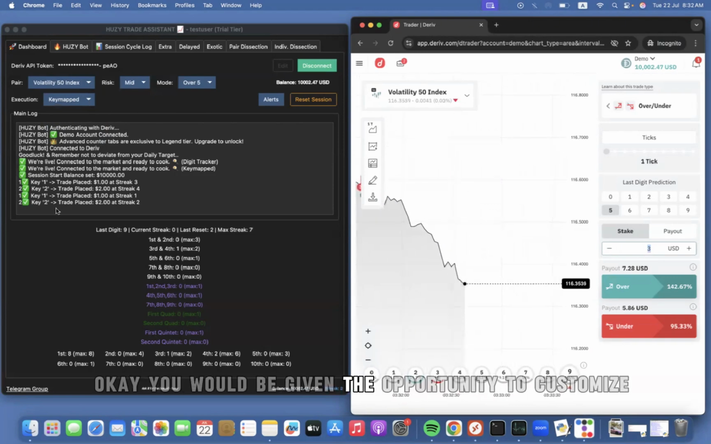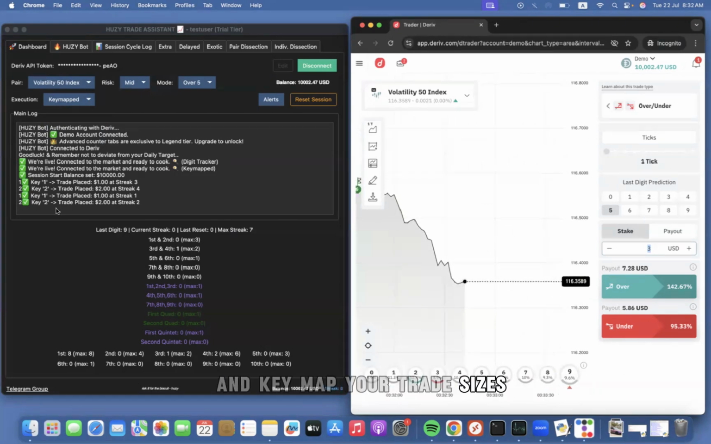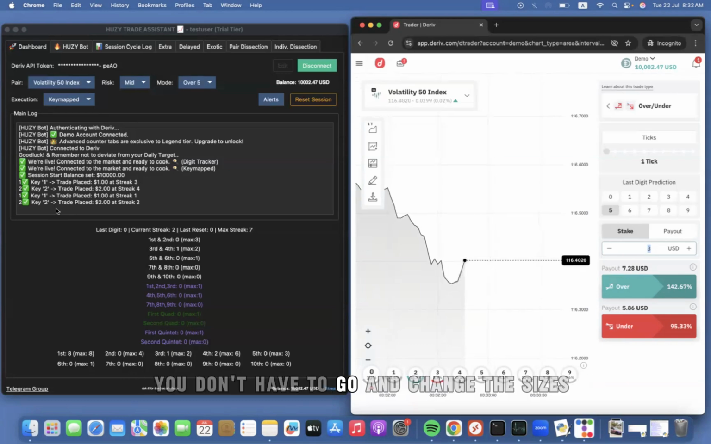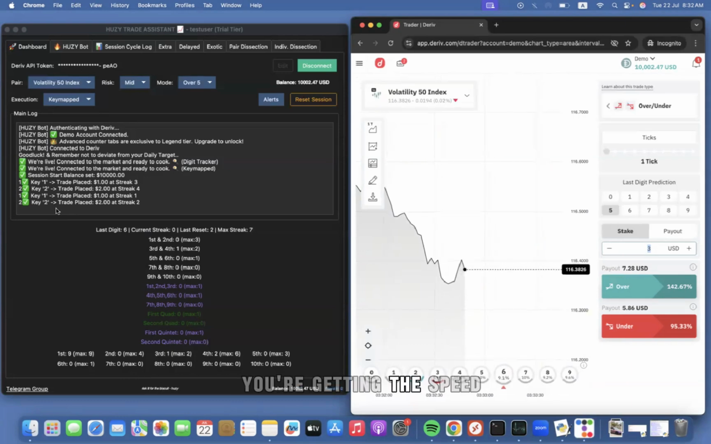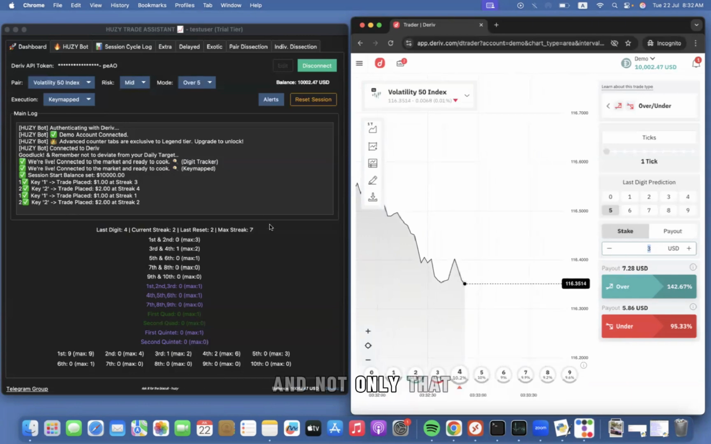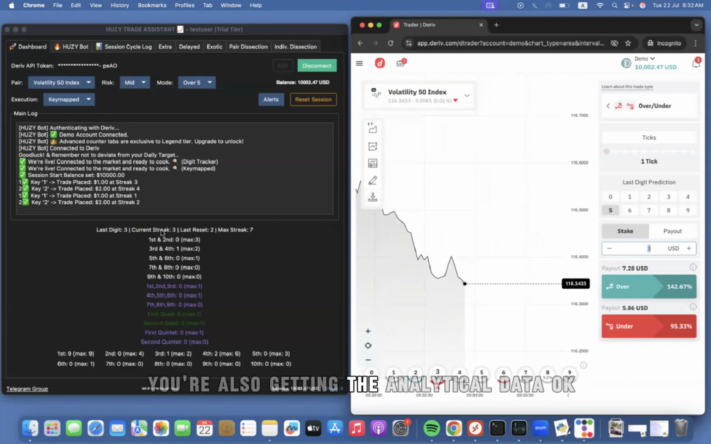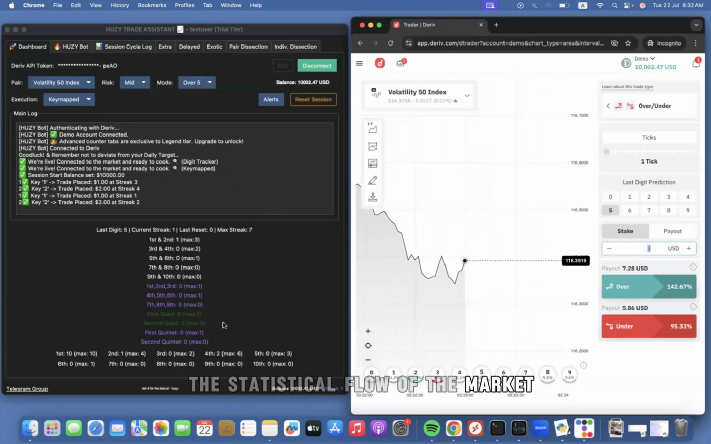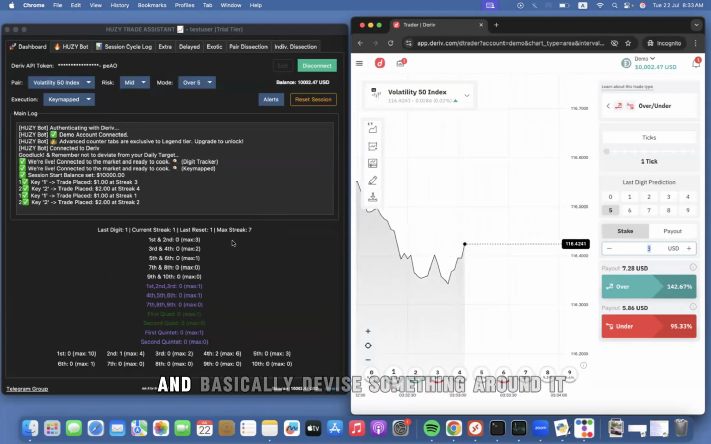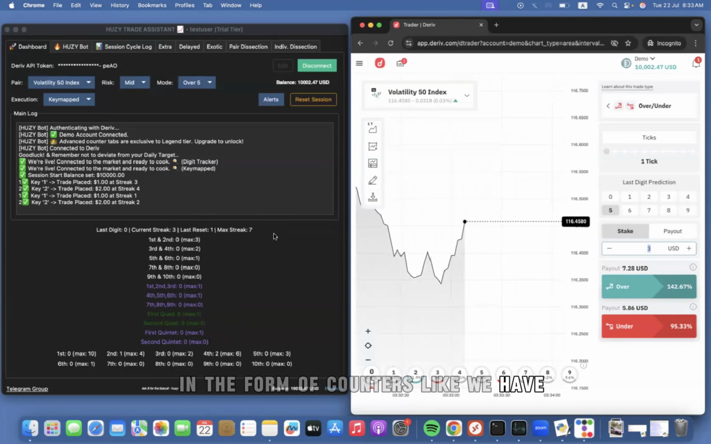You are given the opportunity to customize and key map your trade sizes, and you execute just by pressing buttons. You don't have to go and change the sizes. You're getting the speed, you're getting the precision. And not only that, you're also getting the analytical data, the statistical flow of the market. You are better able to understand and devise something around it in the form of counters like we have.